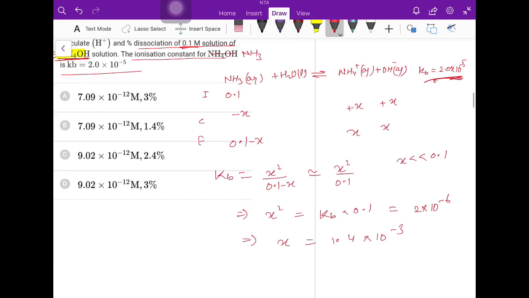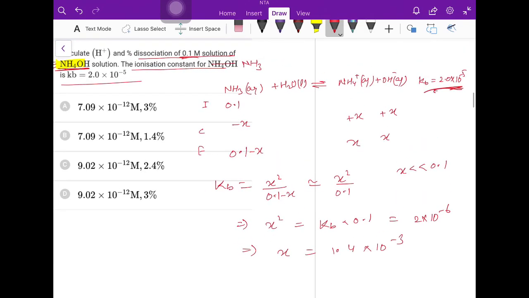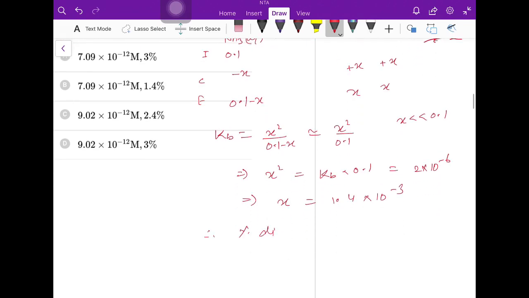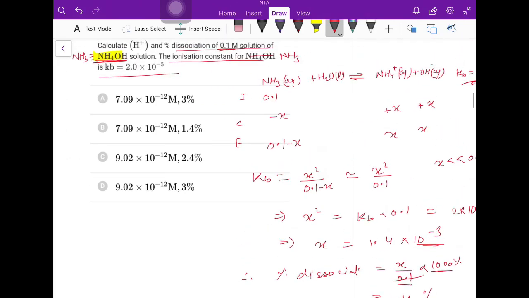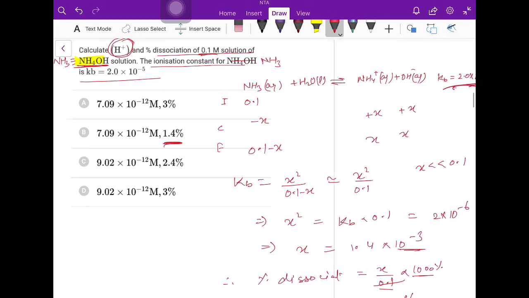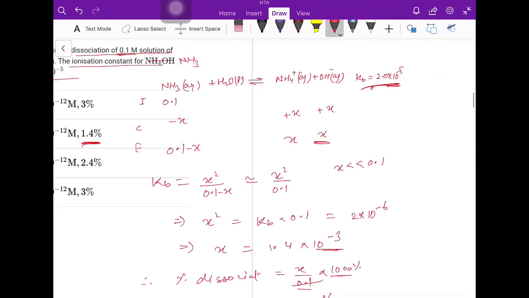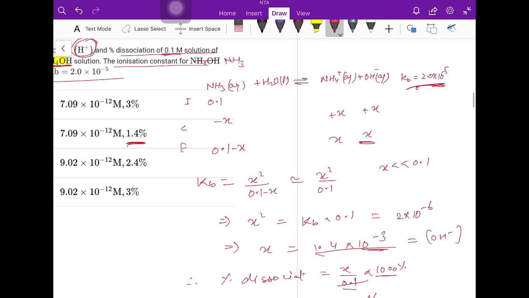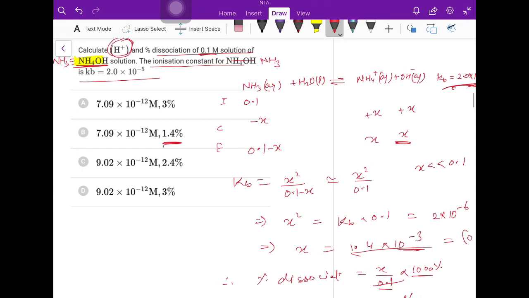Now that we have the value of x, we can find the percentage dissociation. The percentage dissociation is x, the change, upon the initial value, which was 0.1, into 100%. So 0.1 upon 100 becomes 1000, and 1.4 into 10 to the power minus 3 with this 1000 cancels out. So this is 1.4%. They are also asking to calculate H plus. We have already calculated OH minus, since the value of x is the concentration of OH minus. So you can calculate H plus by dividing Kw by OH minus. This comes out to be the answer.